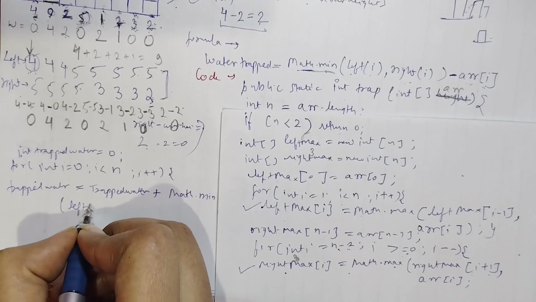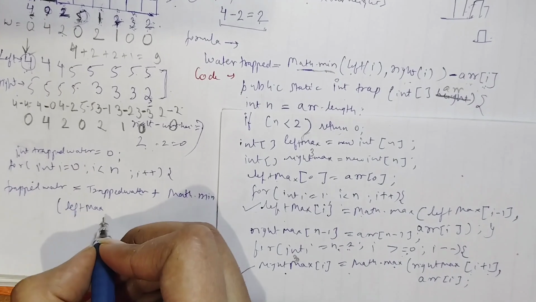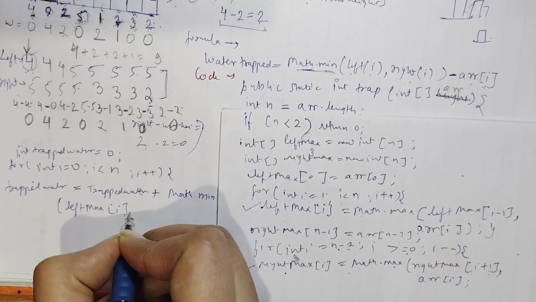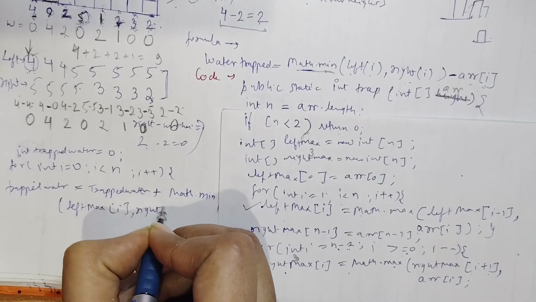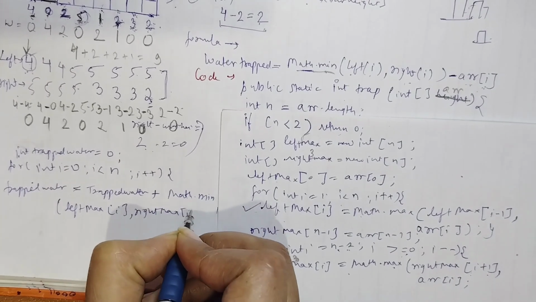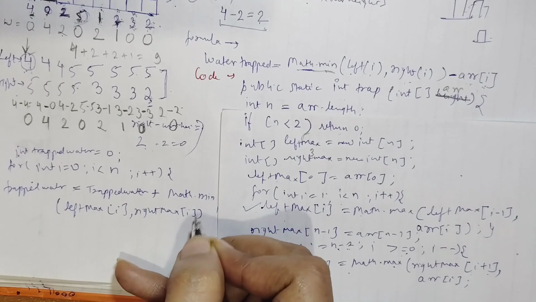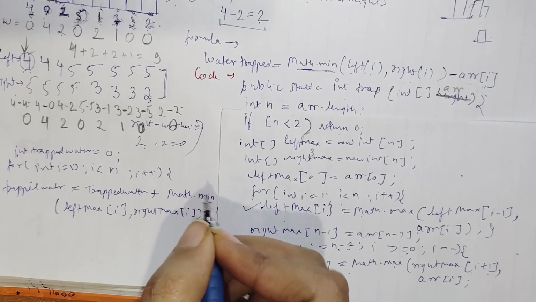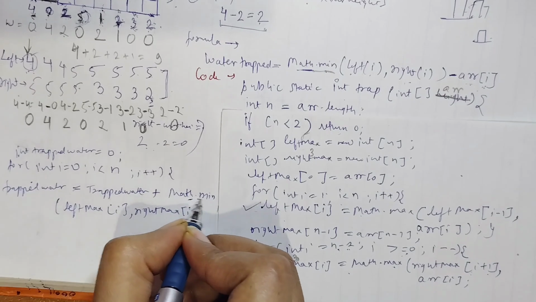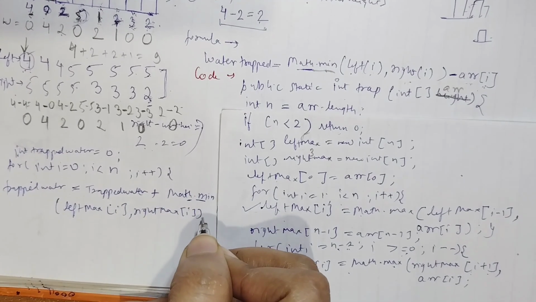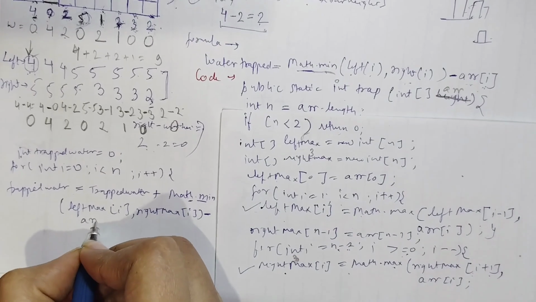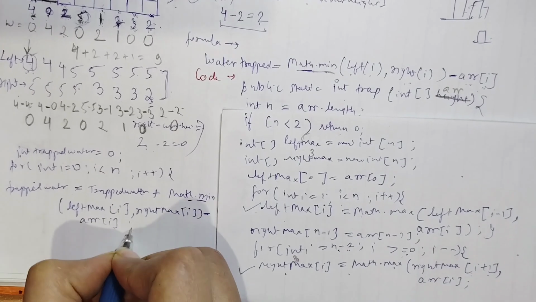Now, left max, we have to compare between two values. First is the left value and then the right value, left and then right max. It will compare both, and whichever has the minimum value, it will take that value and store it in this Math.min, and then we will subtract our current bar height from it.